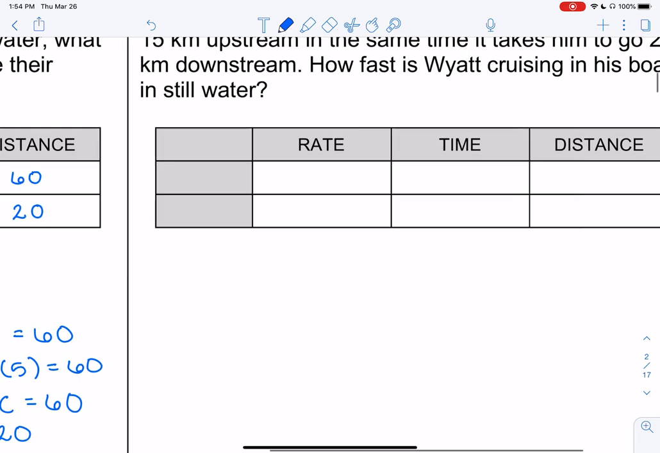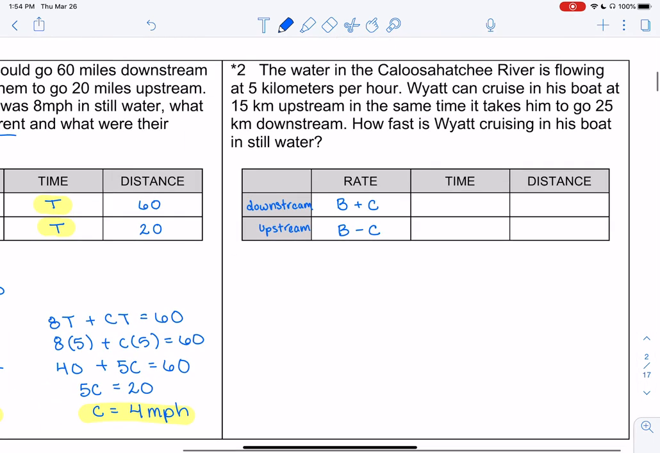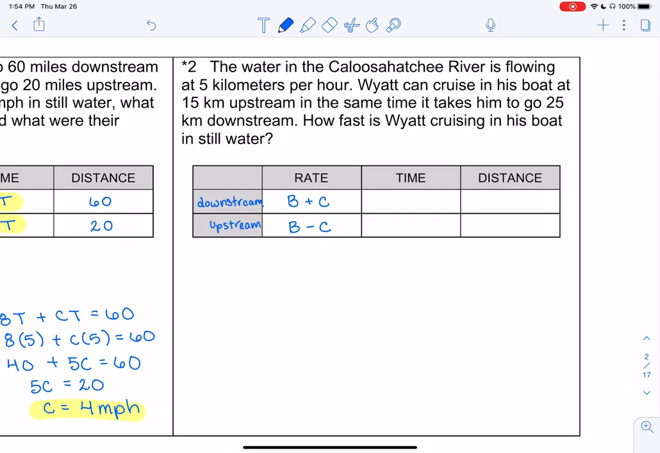Okay, we're going to start off with that same concept of downstream going first and upstream going second. And remember that downstream is the boat rate plus the current. Upstream is the boat rate minus the current. Then I'm going to take a look at what information we have from this problem. Wyatt is cruising at 15 kilometers upstream, so my distance upstream is 15. That same time it takes him to go 25 kilometers downstream, so I know 25 goes in my distance. I also know it was the same time for both. So once again, we put a T on both of those.